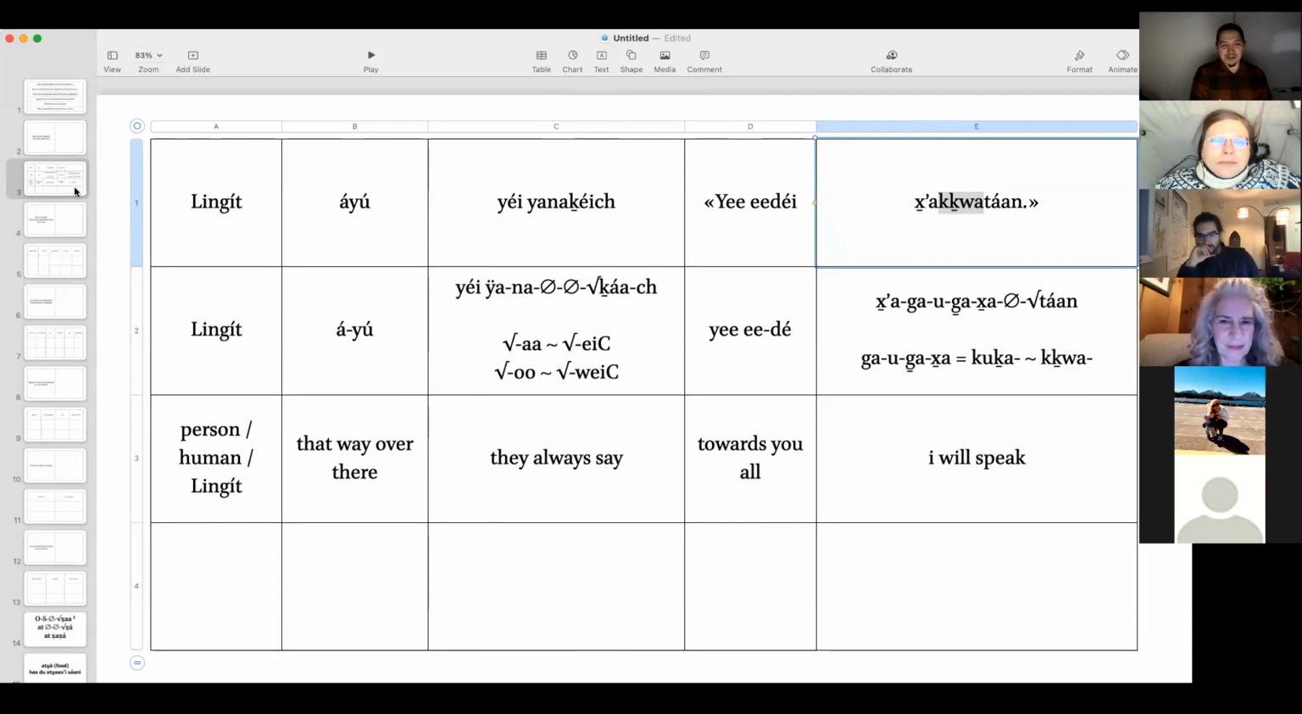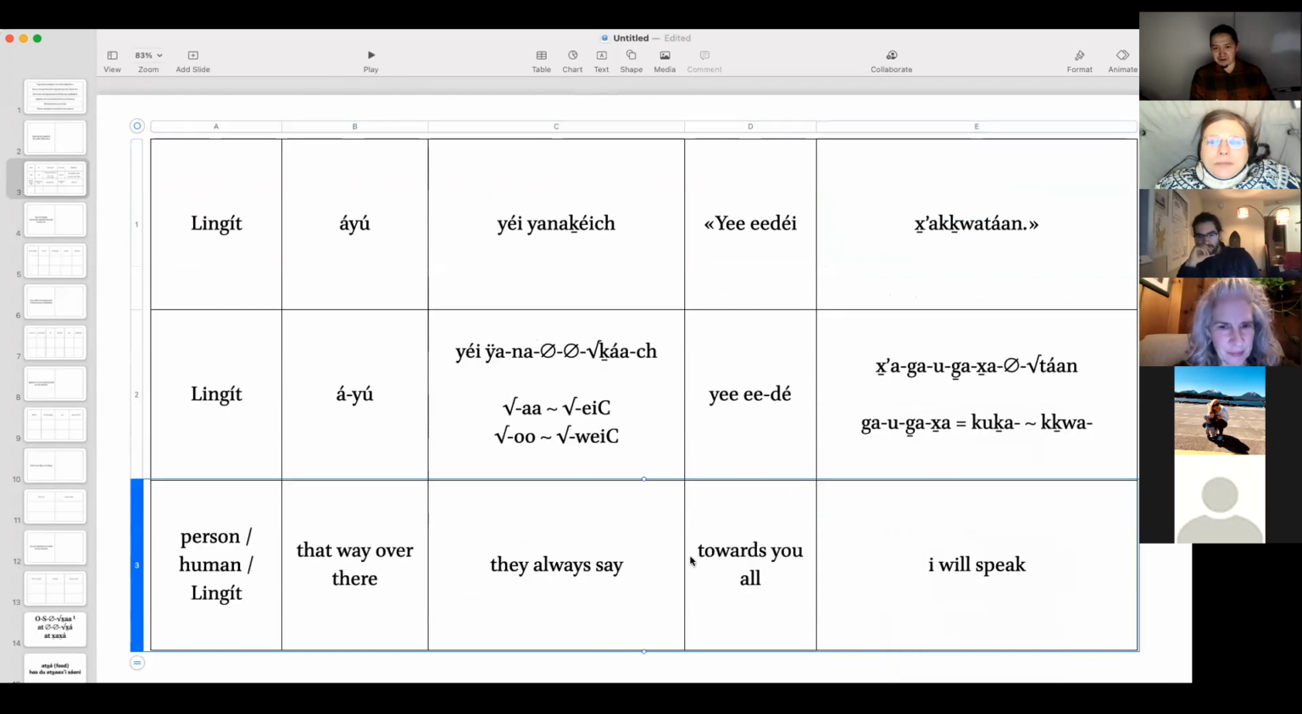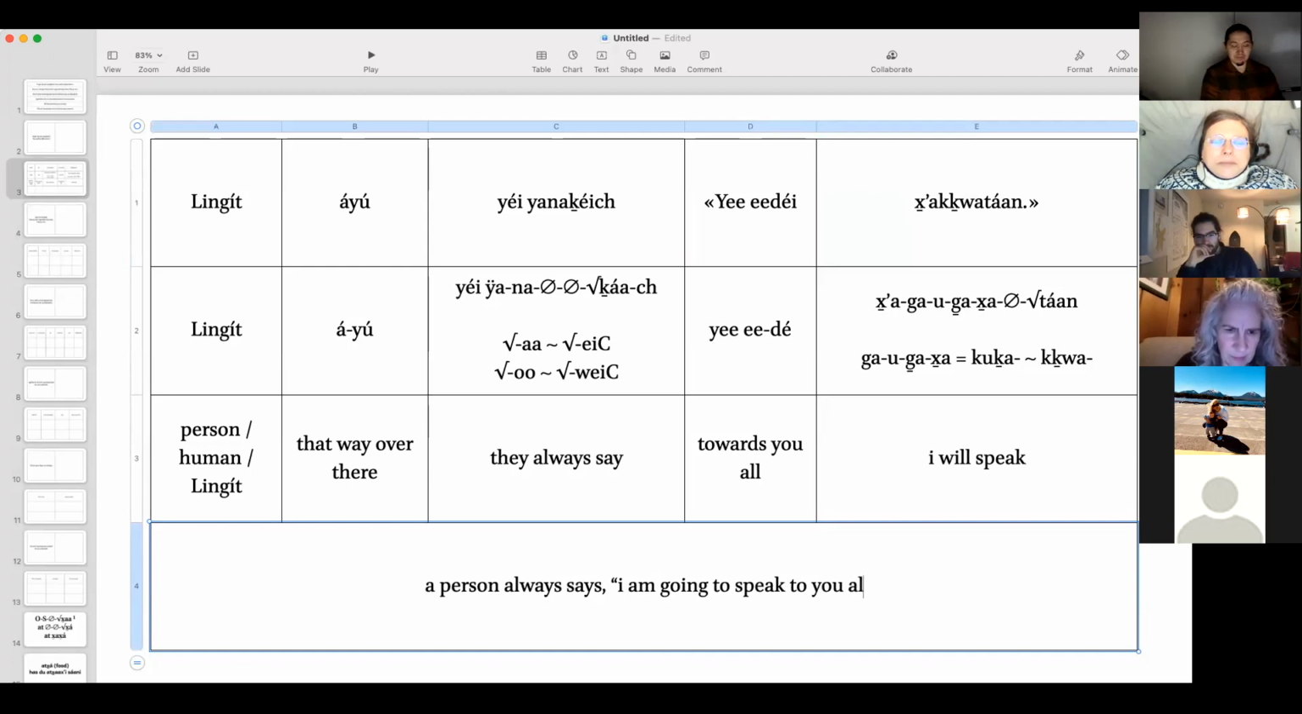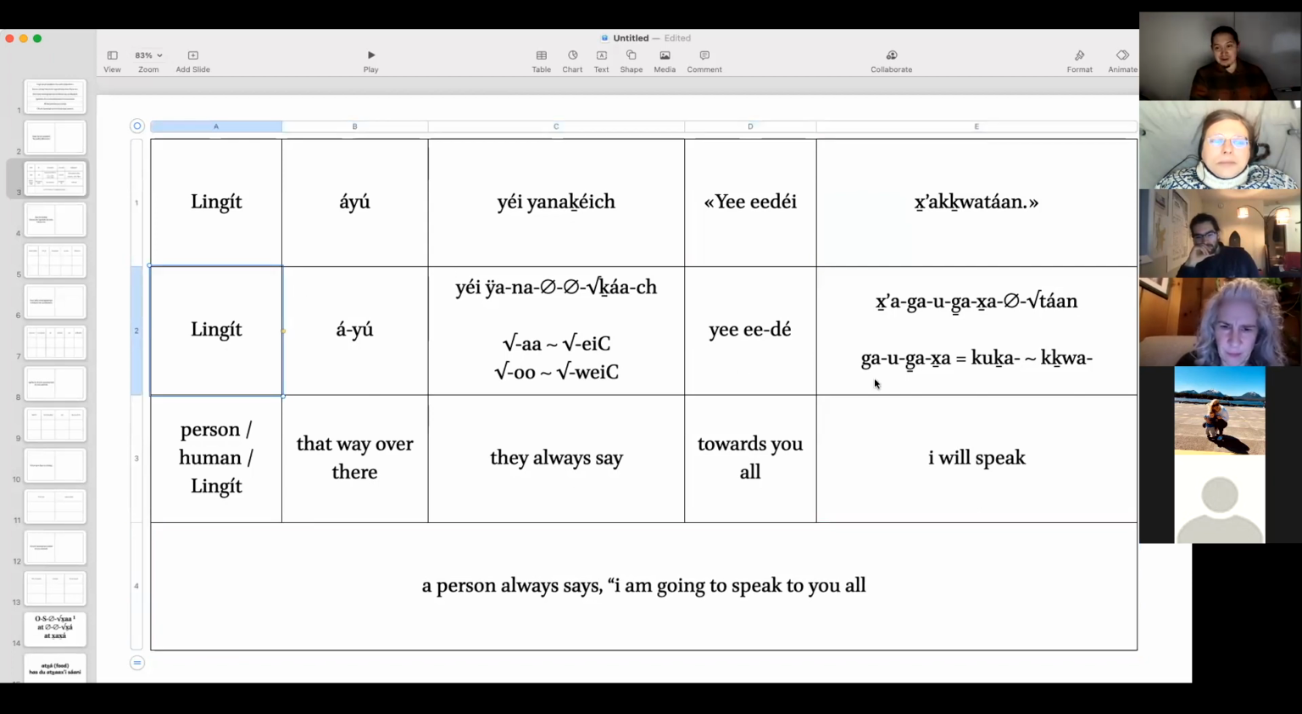Okay, so the other thing we can do is, I would merge all these together at the bottom. And I would say a person always says, I am going to speak to all. Right, so this is the bottom line for me, where I sort of reassemble it, right? So this all right here is the translation zone.